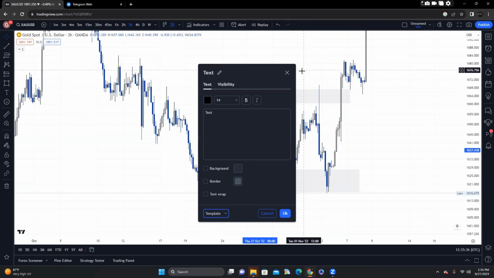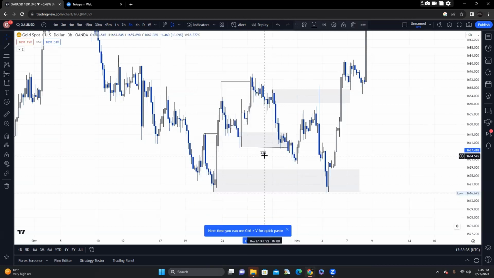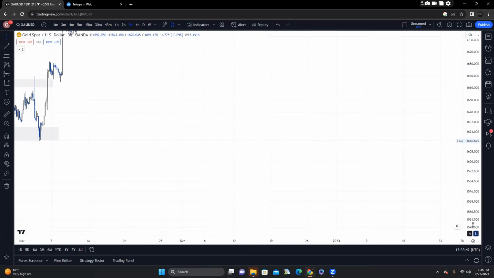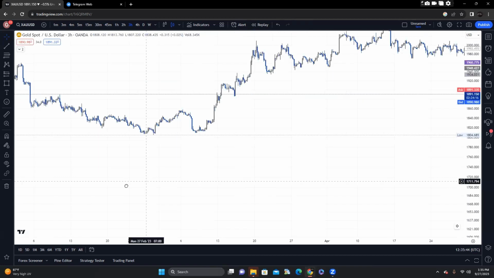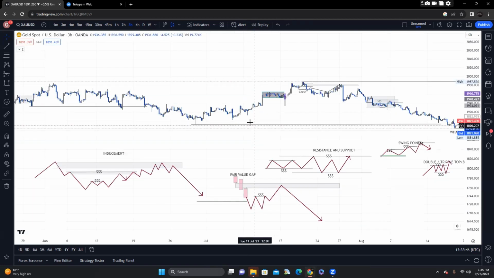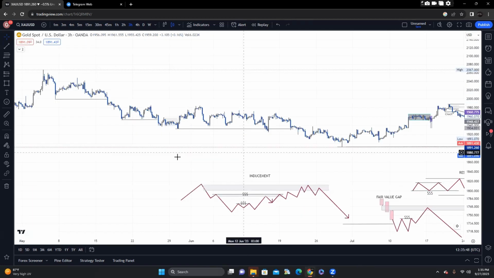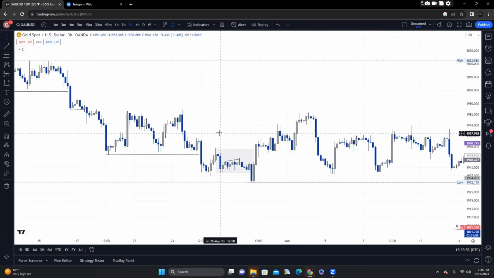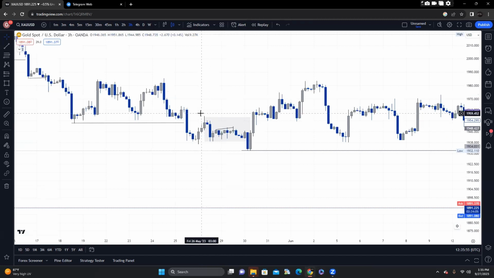Okay, I don't have still liquidity. All right. So what other liquidity can we spot? Okay, this area here. Okay, same thing here. What do we have here?